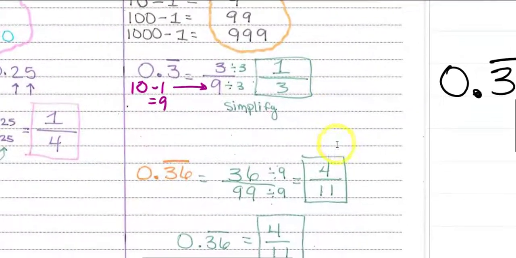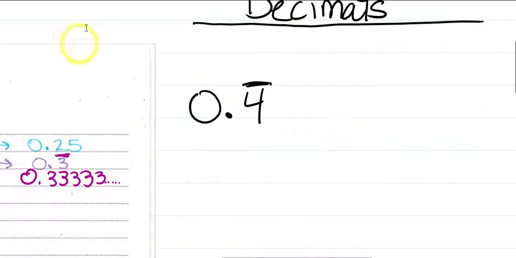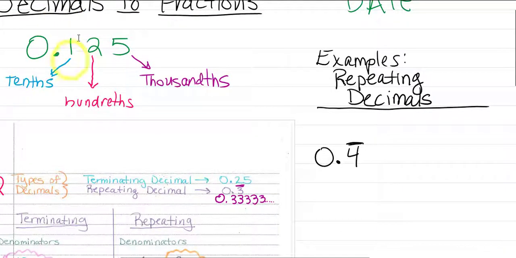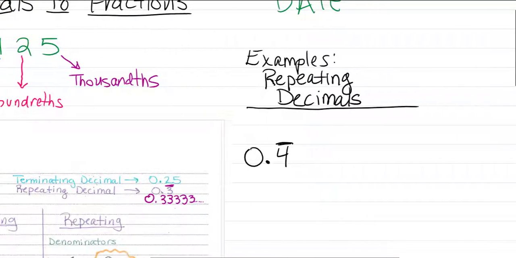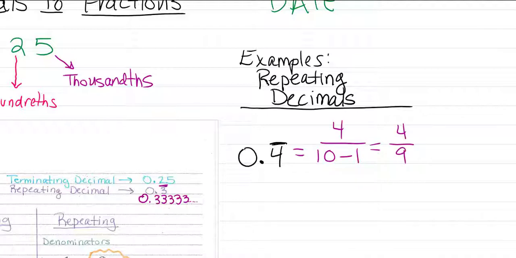So here, I have one that I've already done. Let's take a look at this one. If you look at 0.4 repeating, 4 is in the tenths place. So I'm going to set up the tenths place, I'm going to subtract 1, and so that's going to be my denominator and a 4 at the top, which is going to equal 4/9. This cannot be simplified. This is your final answer.